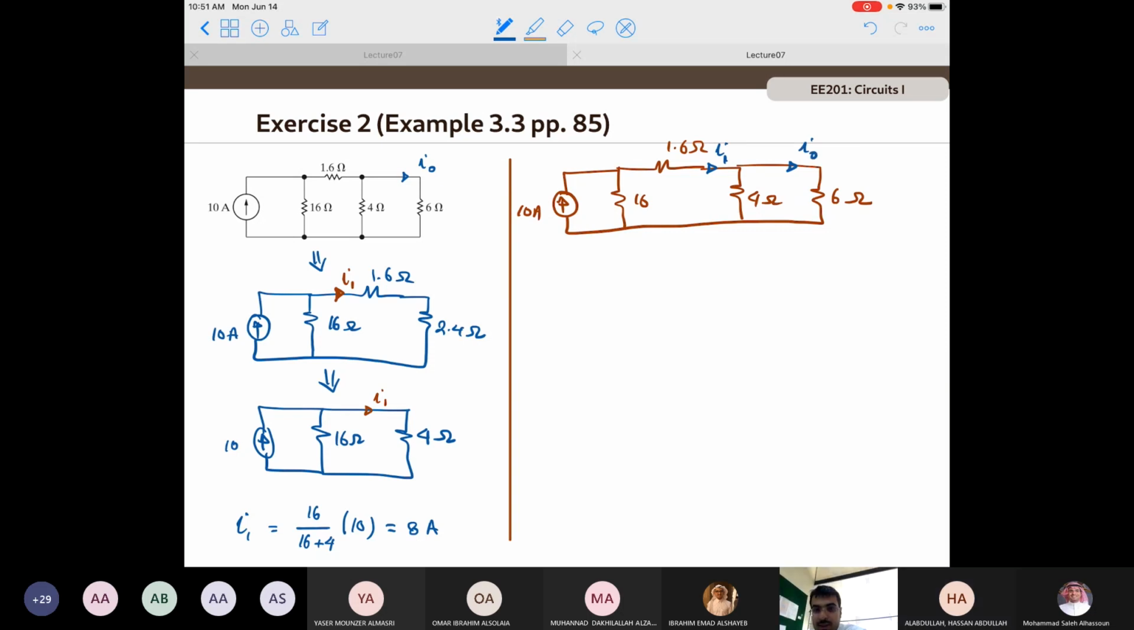So in order to find I naught, Ziad, what would be I naught? KCL. Or do we use again the same division for current? Yes, we need to use exactly the same technique, the current divider circuit. So I naught will be the resistor that we are not interested in, which is 4, divided by 4 plus 6, multiplied by the total current. What is the total current in this case? 8. Remember 8, not 10.